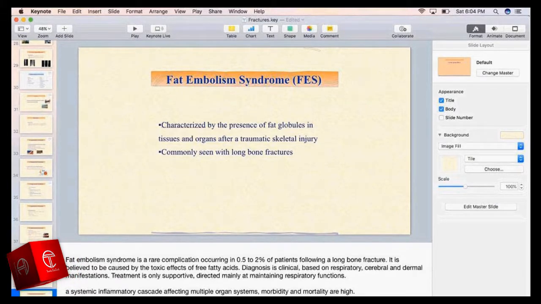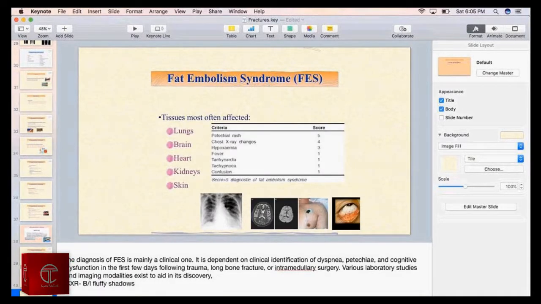These free fatty acids enter the vascular system and can damage all the vital organs, mainly the brain, the lung, and the skin, and of course the kidney as well. In fat embolism syndrome, the tissues most affected are the lungs, brain, heart, kidney, and skin. There are various criteria to diagnose it. In the picture you can see the chest X-ray has a haziness all the way. That is because of the fat embolism and ARDS.